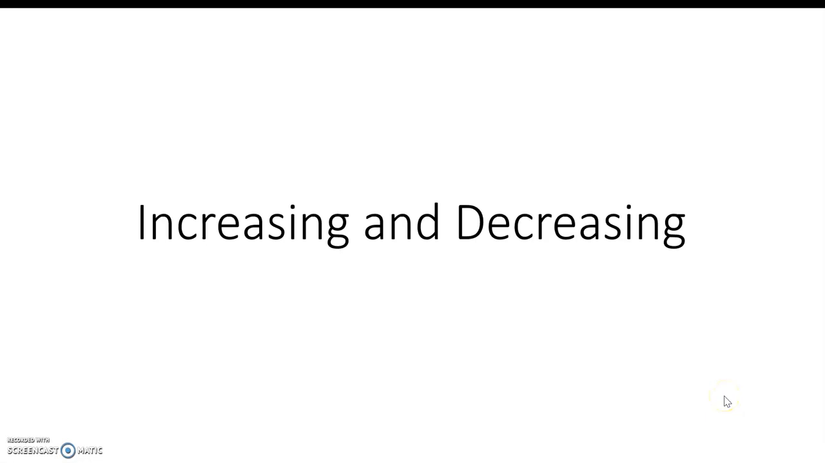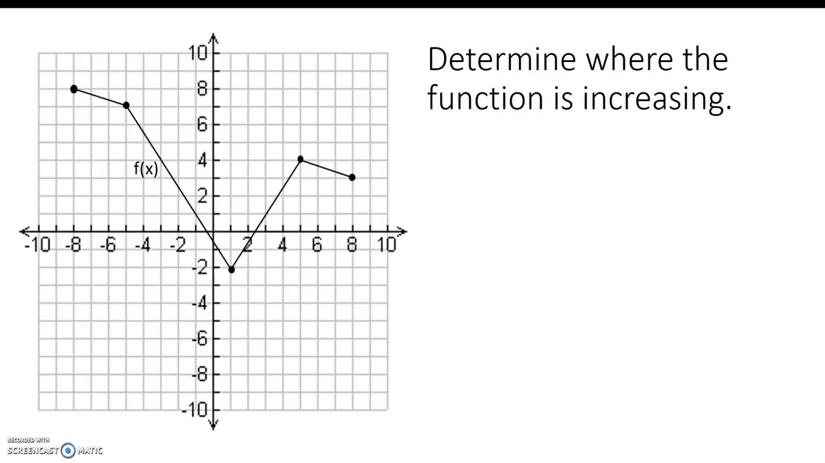So I'm going to talk about how to write out intervals for increasing and decreasing from a graph. If we're looking at a graph like this and we're asked to find where the function is increasing, I highly suggest that the first thing you do is highlight, or at least key in on, the actual place where it's increasing.